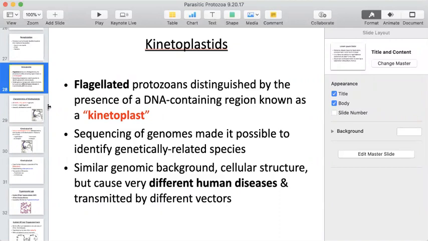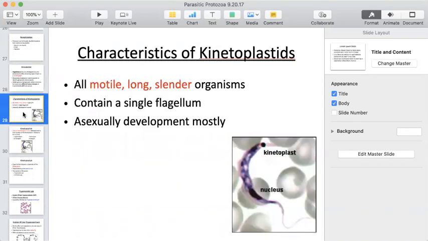In order to confirm those, we use sequencing of the genomes, in order to identify genetically related species of protozoans. They have a similar genomic background and cellular structure, but they cause very different human diseases, and they're transmitted by different vectors. So we'll look at some of the characteristics of kinetoplasts today.